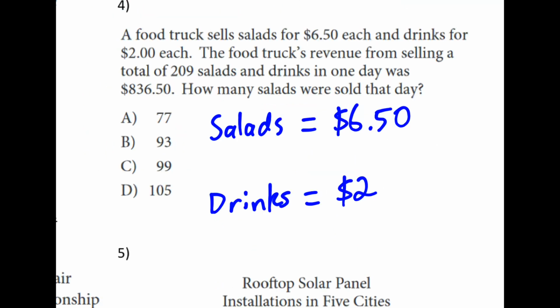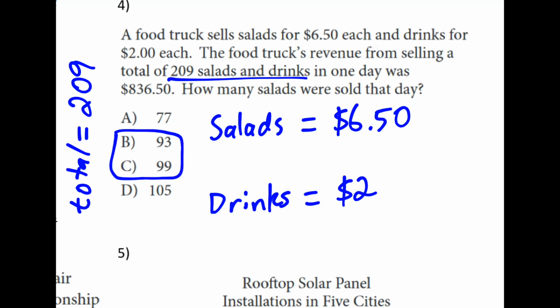Number 4 is a word problem. It's a systems of equations word problem about a food truck that sells salads and drinks for various prices, and they sell a total of 209 items combined, salads plus drinks, and they made $836.50. So if you wanted to try plugging in numbers, you could plug in each of A, B, C, and D. One strategy is to start with one of the middle 2 numbers. Notice that these go in order from smallest to largest, so that'd be a good way to guess. And let's say we started with 93.